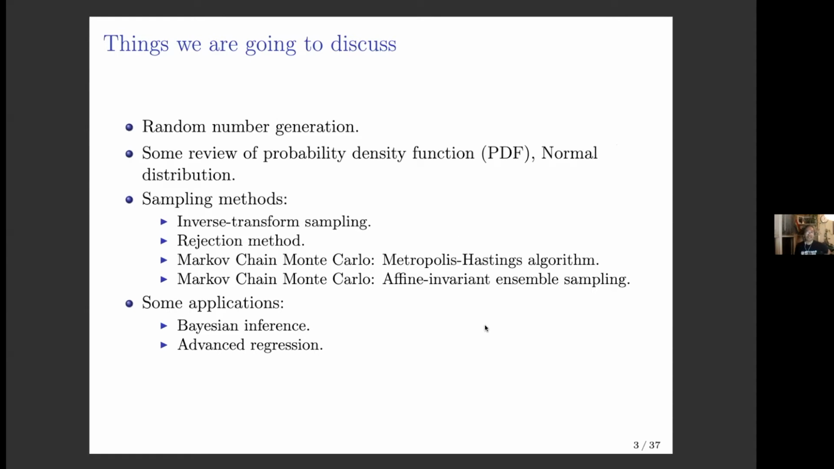So now here's the plan. We're going to discuss random number generation, and we'll discuss PDFs a little bit, just a couple of slides, I promise. Then we'll talk about several sampling methods that are out there, and then we'll see what we can do with it.